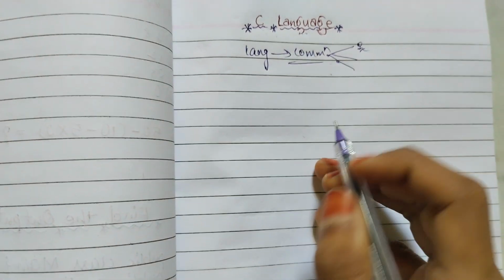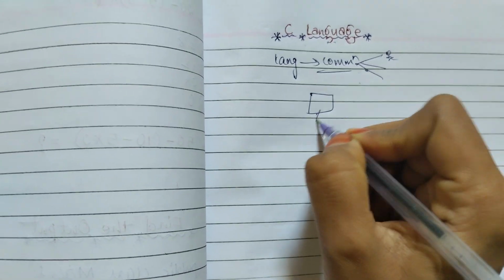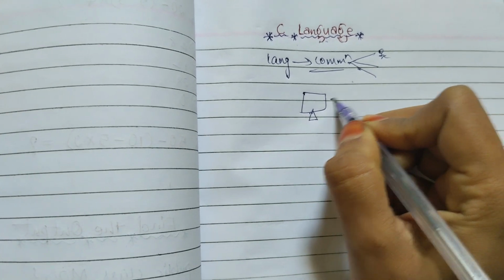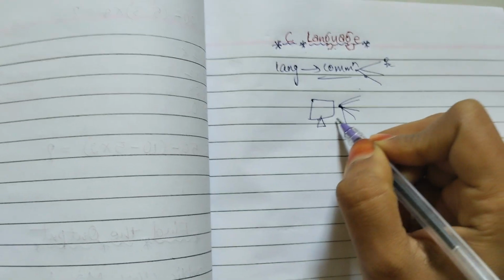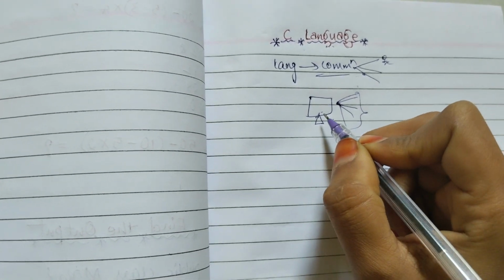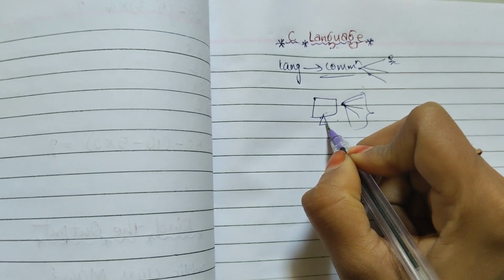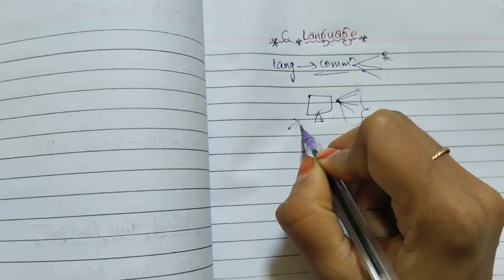But when it comes to a computer, it doesn't understand your languages, that might be Kannada, Hindi, Telugu, English, Tamil, any language. The computer doesn't understand your languages. It will understand only a programming language. Clear? You have to communicate with a programming language.